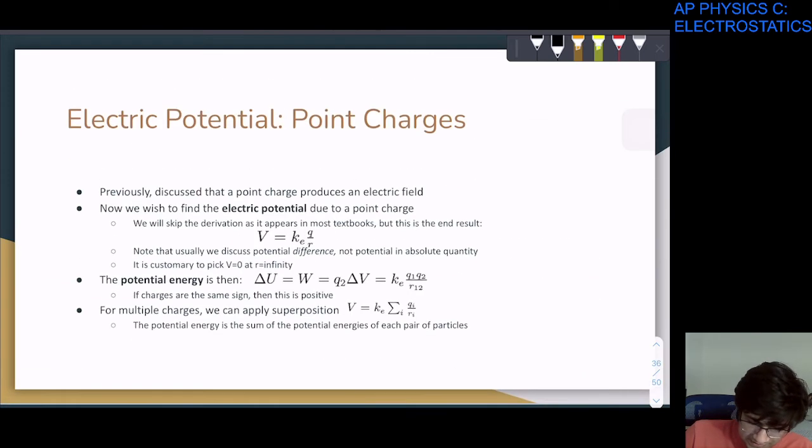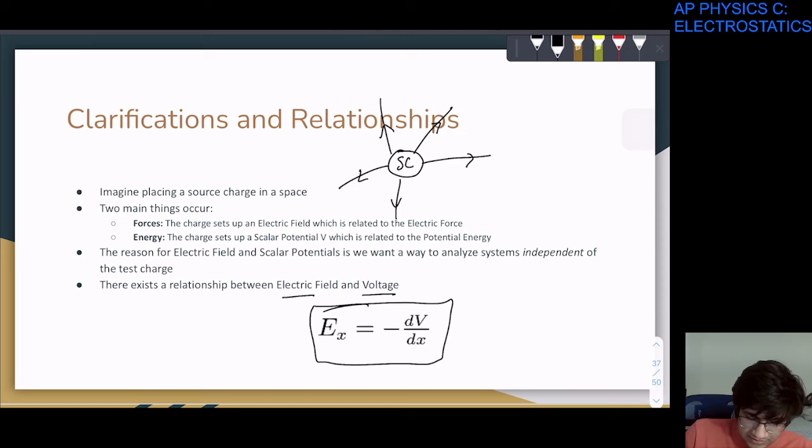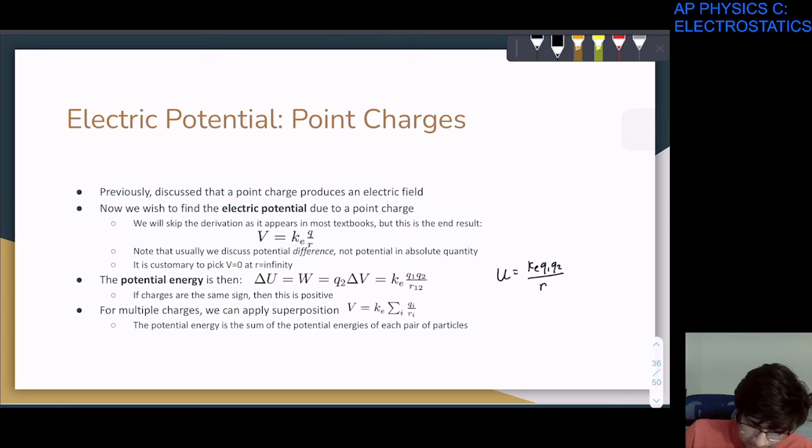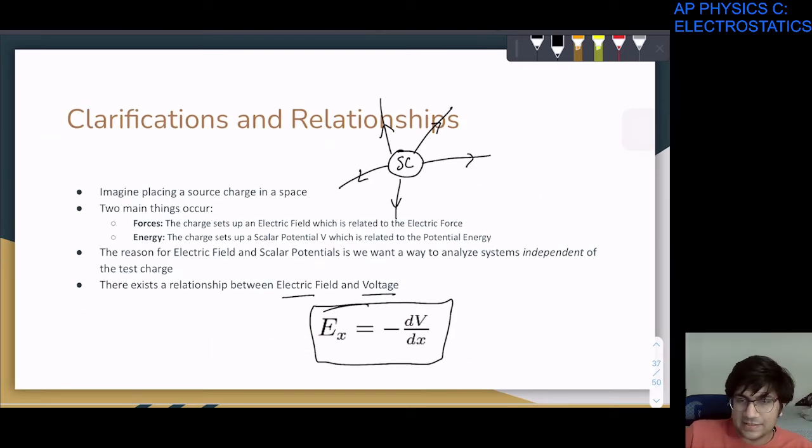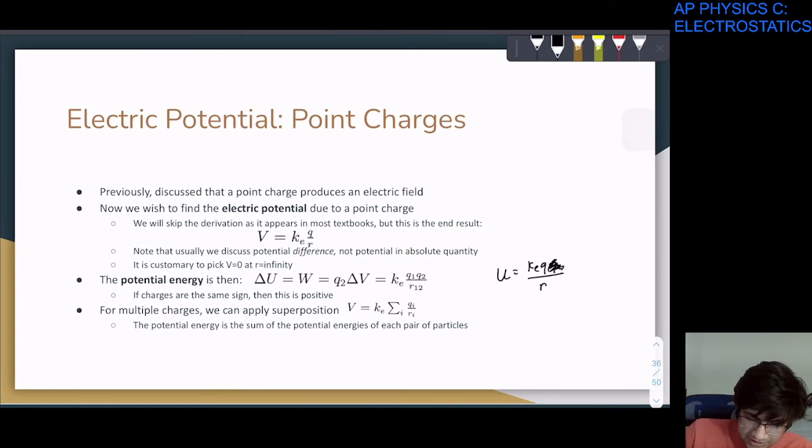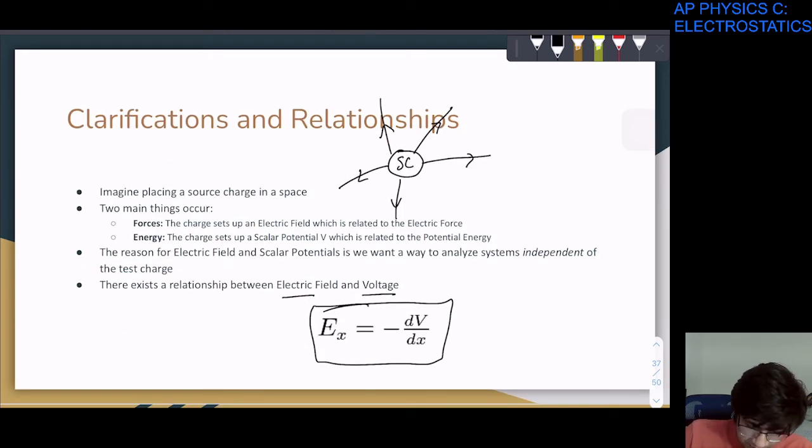And one thing you can just see is that here we had U equals K sub E Q1 Q2 over R. If you look over here, the electric field is minus the derivative of voltage, right? If you look at voltage here and you take the derivative, you end up getting the K sub E Q over R, right? So here you would take out a Q because it's voltage, and then you would take the derivative and you get minus K sub E Q over R squared that we're used to from Coulomb's Law.